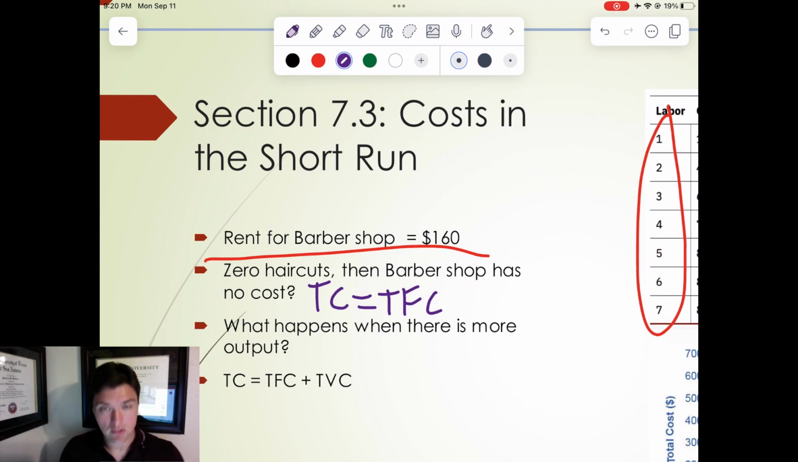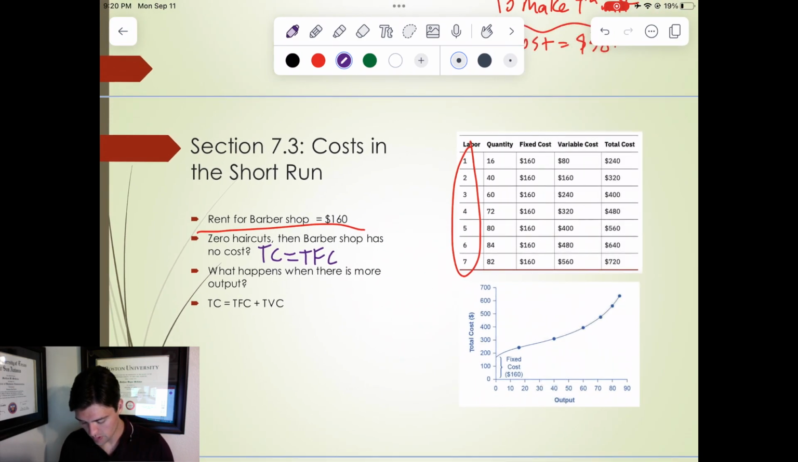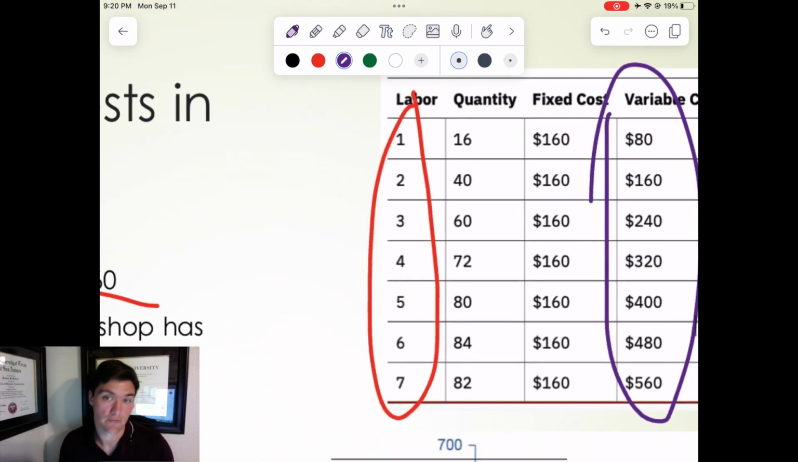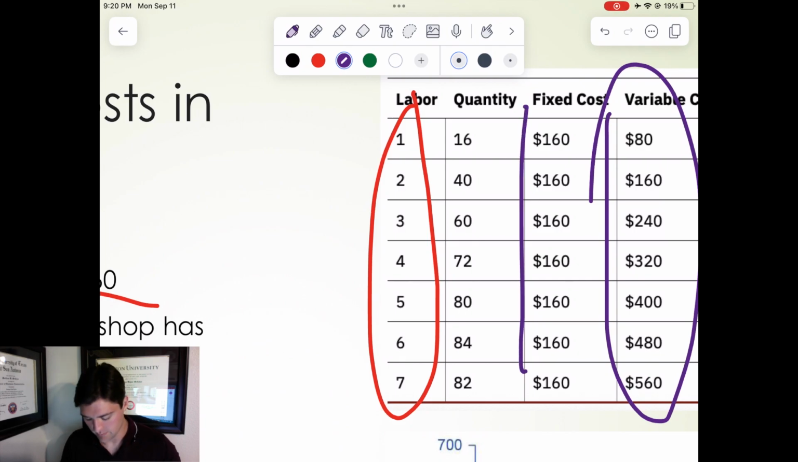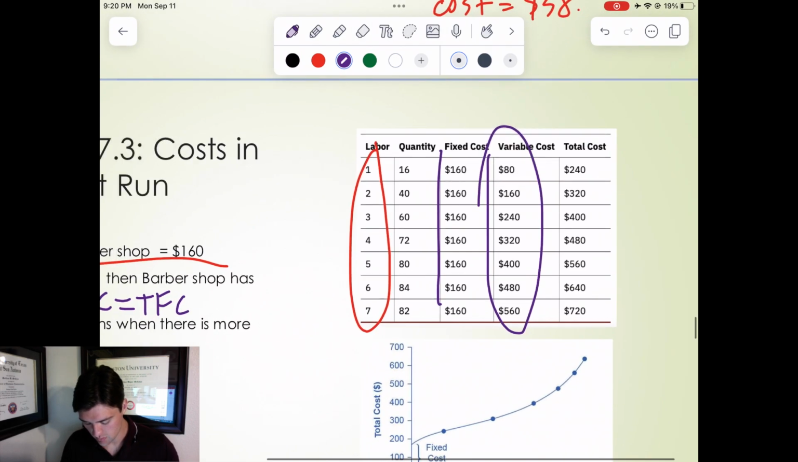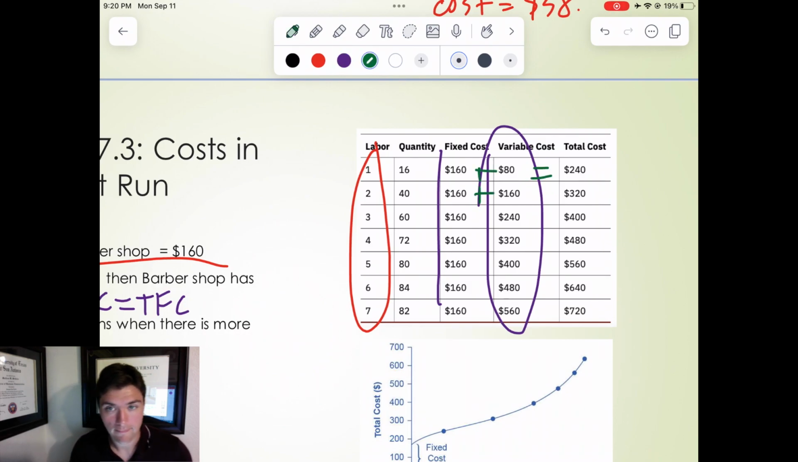But what happens when you want to do more output? Well, if you want to do more output, we need more labor. And because you have more labor, you need to pay them. So the more labor you have, the higher the variable cost will be. But what are you noticing about fixed cost? It's fixed, meaning it doesn't change. So it'll be 160 the whole way down. And then for total cost, we're just going to add straight across. Total cost is total fixed plus total variable.